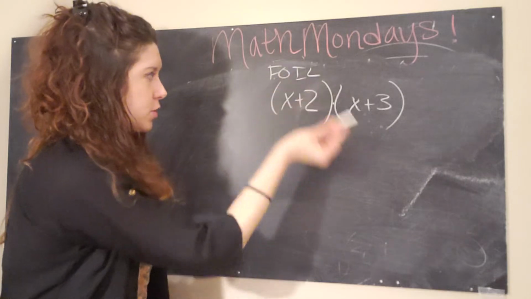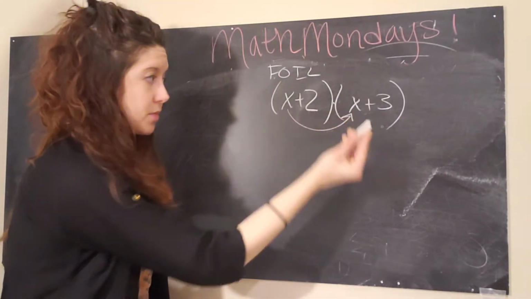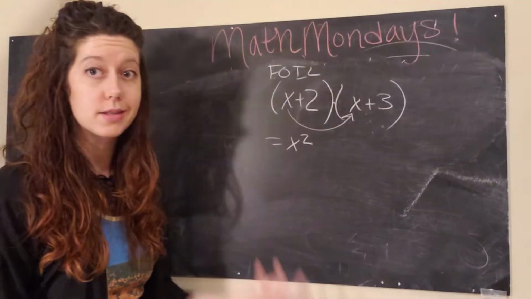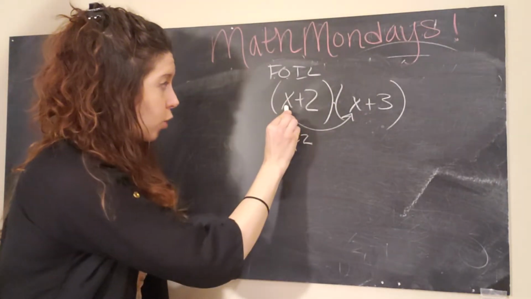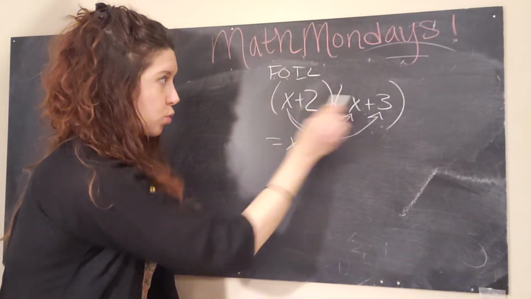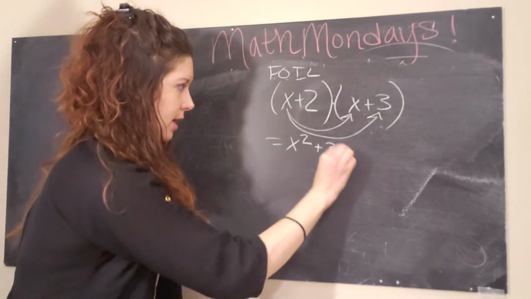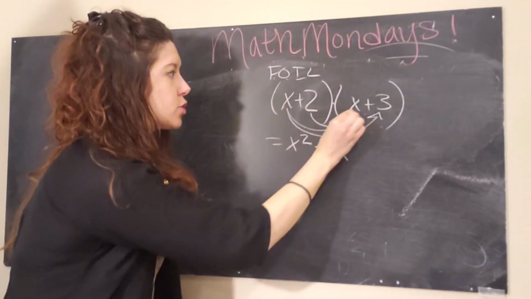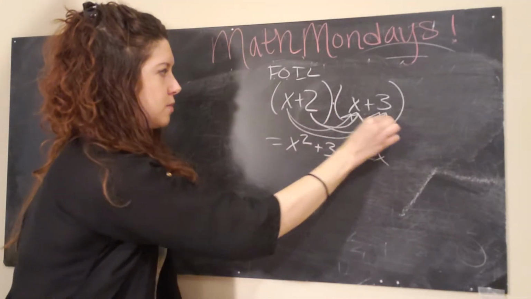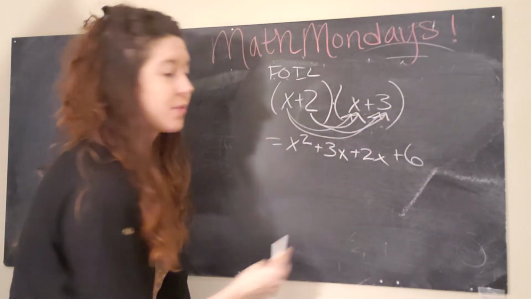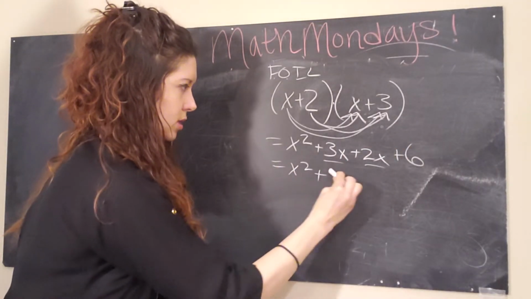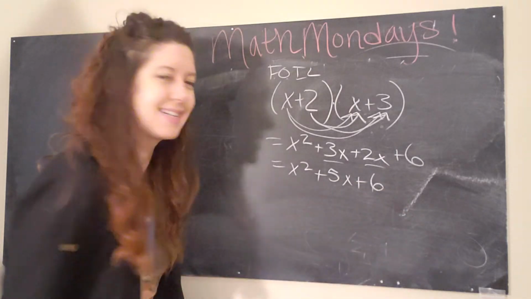Basically, first means you multiply the first two terms together. So that's going to give me an x squared. X times x is x squared. Then we do the outer terms, the outer of the first one and the outer of the last one, which gives me 3 times x, which is 3x. Then we do the inner terms, 2 times x, which is 2x. And then the last terms, 2 times 3 is 6. And just like we did earlier, we simplify by combining like terms to get x squared plus 5x plus 6.